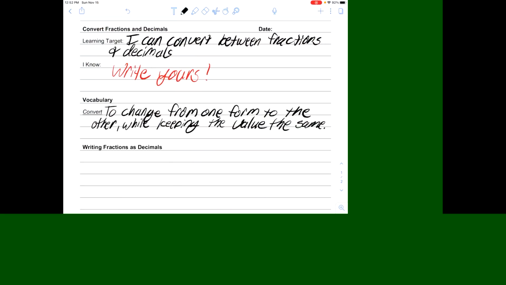and decimals. So our learning target today is I can convert between fractions and decimals. Please write what you already know, and there's a pretty good chance that you already know how to convert between fractions and decimals. This is a quick review, but is something we studied before.